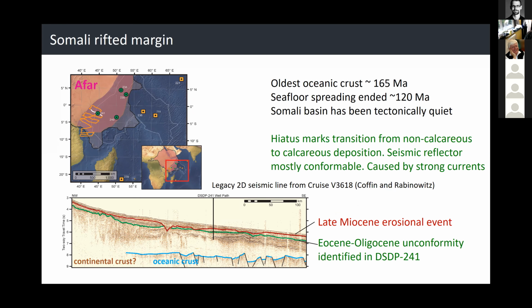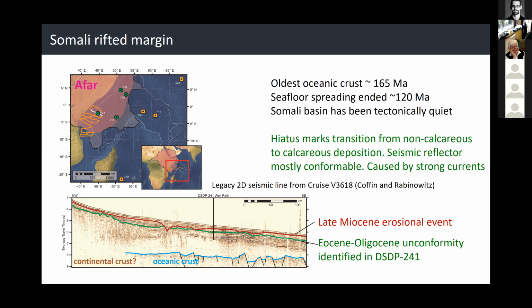Furthermore, on the map, you can see these orange lines and the white line, and they indicate the location of legacy seismic reflection lines of the Somali margin, which were first interpreted by Coffin and Rabinowitz. One of those lines, indicated in white, is shown here below. So that's one of the seismic reflection lines with the coastal area towards the left. You can see there the well path of DSDP 241 that we used for a well tie.